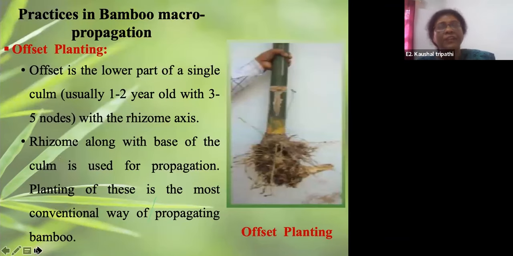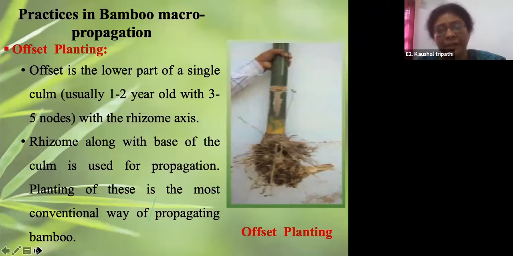And now coming to different types of macropropagation, offset planting. You can see this is the picture of an offset, which has the rhizome as well as some part of the culm with it. This is known as an offset. The offset is the lower part of a single culm, usually 1 to 2 years old with 3 to 5 nodes with the rhizome axis. The rhizome along with the base of the culm is used for propagation. Planting of these is the most conventional way of propagating bamboo, and it is used commonly.